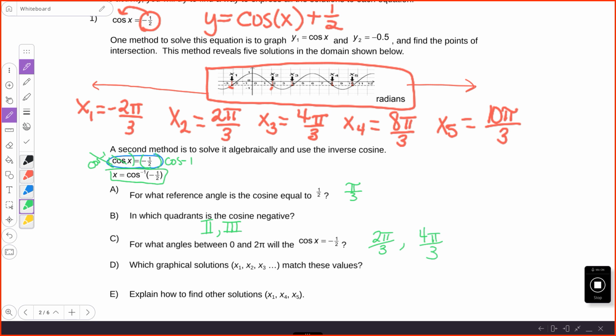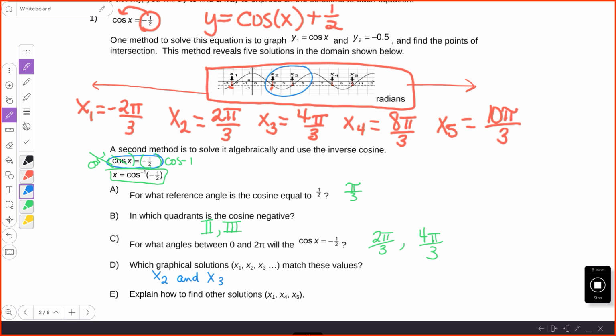So now, we already found those solutions when we did it on Desmos. It's asking me which ones do they match with? 2 pi over 3 is which one? X2. And then X3. X2 and X3. Okay, so real quick, let's look at X2 and X3.